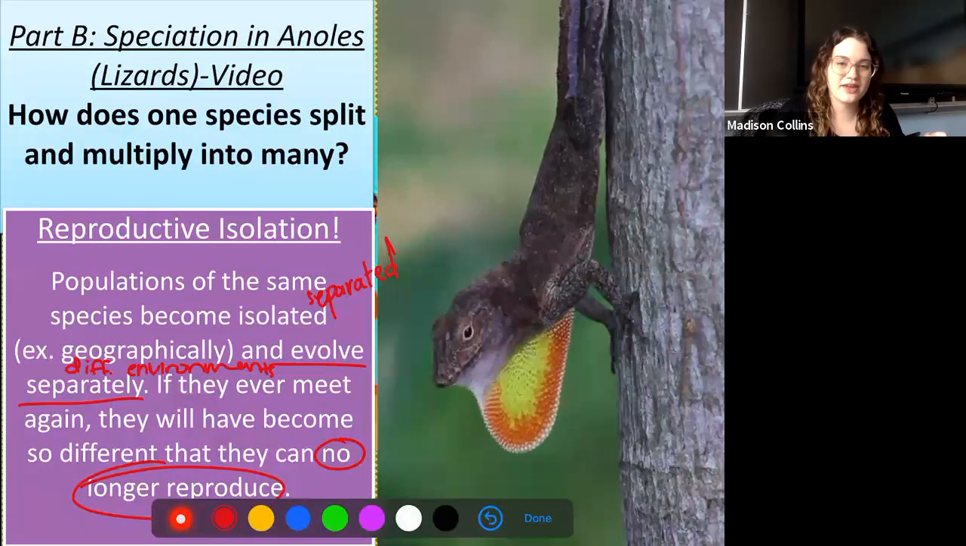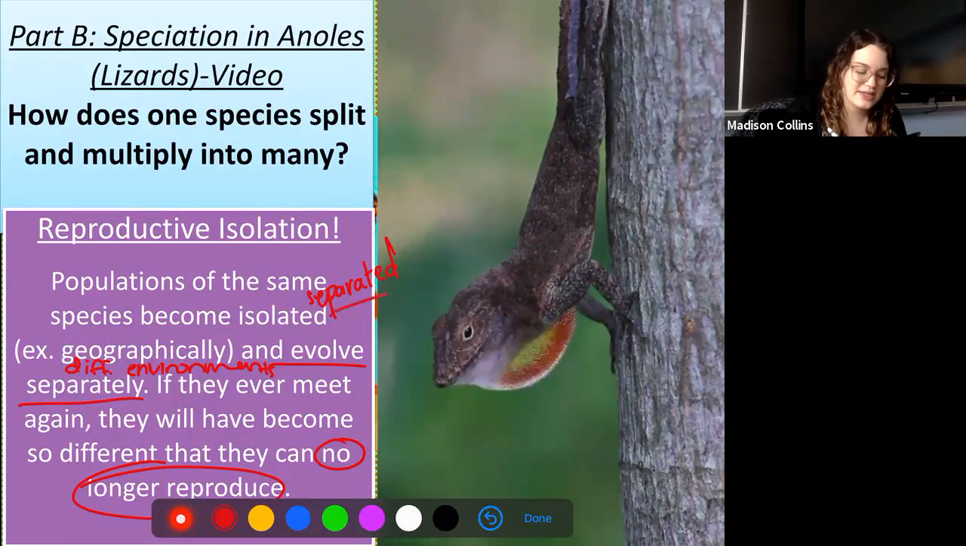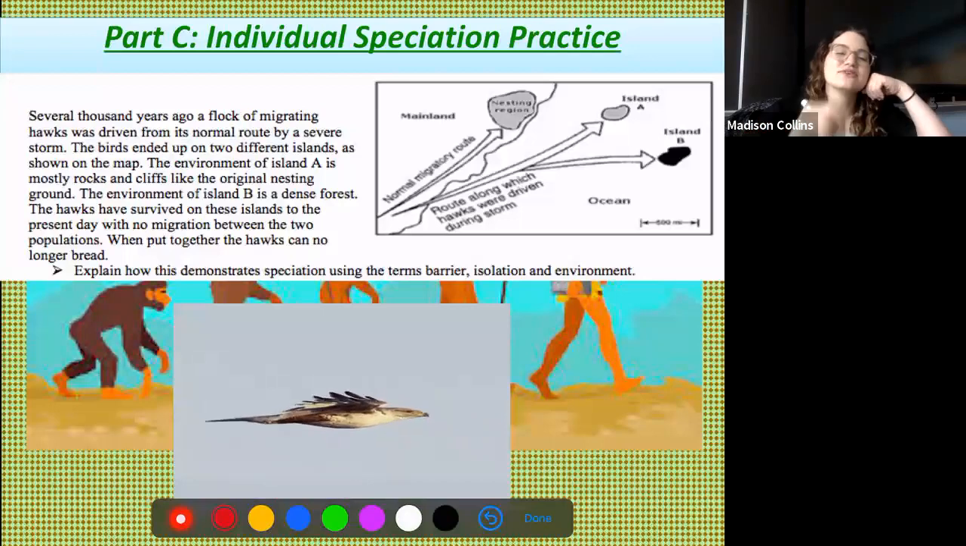I just realized you can't really see that red against the purple, but I'm hoping you guys can read it. It says separated different environments. Okay. All right, so I've got another example of this for you.